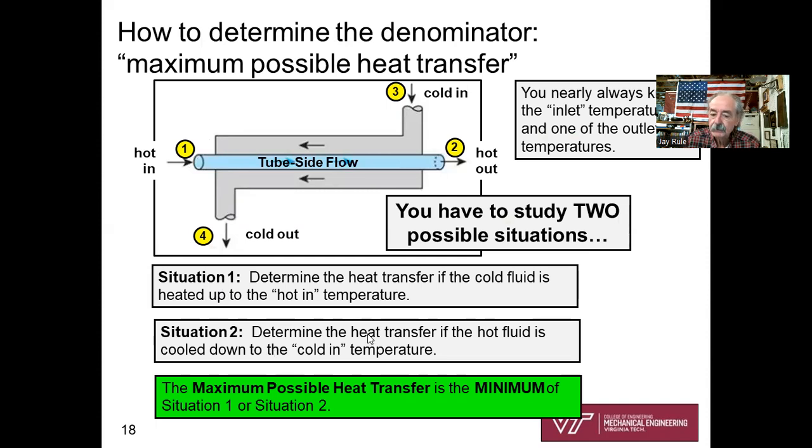Situation two, determine the heat transfer if the hot fluid is cooled down to the coldest temperature, in other words, the cold in temperature. That'd be a second study that you've got to perform. So you've got to do two what if situations. And then you can make some second law arguments to say the maximum possible heat transfer is the minimum of situation one or situation two. In other words, you do two theoretical studies. The maximum possible heat transfer, according to the second law, will be the minimum of either of these two. Simple as that.